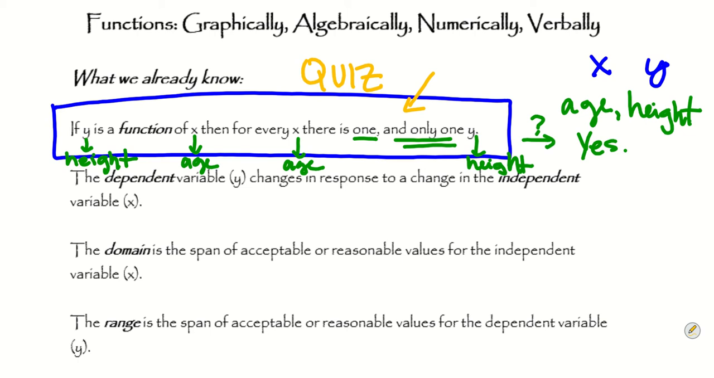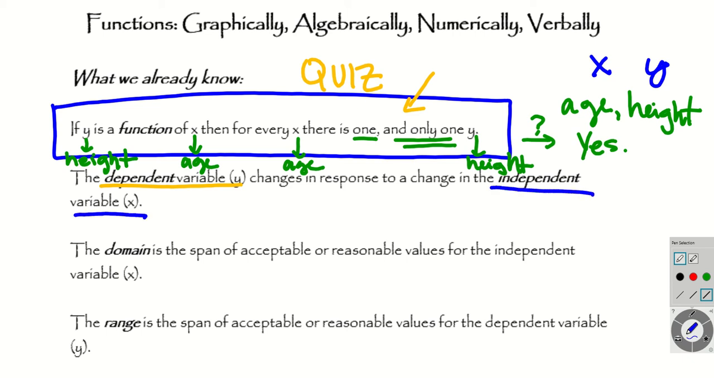Let's look at a few more terms that you need to know as we continue to talk about functions this year. In a function, our variables play specific roles. The dependent variable, y, changes in response to a change in the independent variable, x.